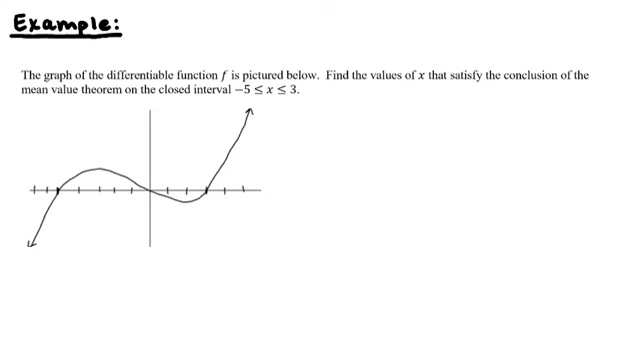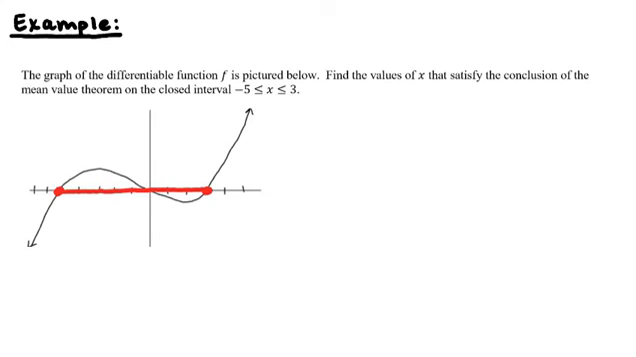Okay, here's another probably better example. Find the value or values of x to satisfy the conclusion of the mean value theorem on the closed interval -5 to 3. Well, I'm going to block off -5 up to +3. Oh, well, there we go. They're both 0. So that's a place where f of b equals f of a.